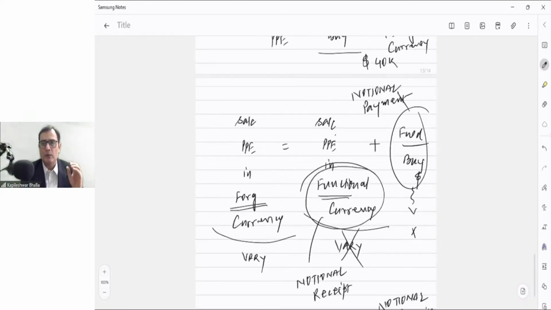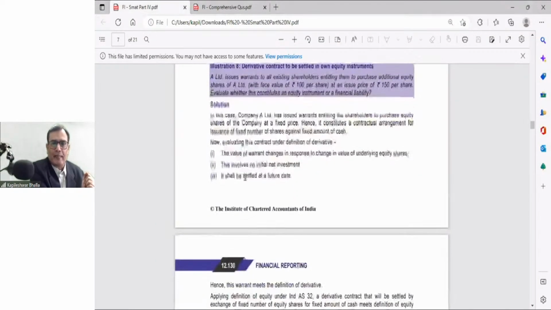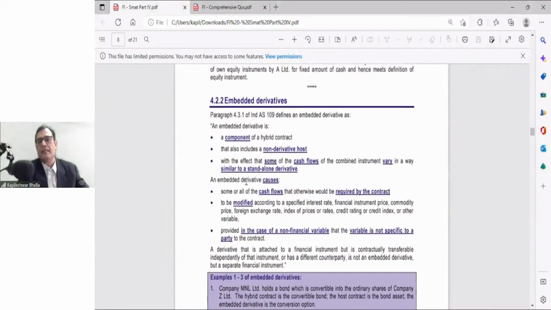But let me now tell you what I am up to. When you enter into transactions which will make the cash flows vary. Now, let's get on to the point. If you go to the study material and look at the definition of an embedded derivative, it says an embedded derivative is a component of a hybrid contract. The two examples which I gave you are a case of a hybrid contract. It says an embedded derivative is a component of that hybrid contract that also includes a non-derivative host.